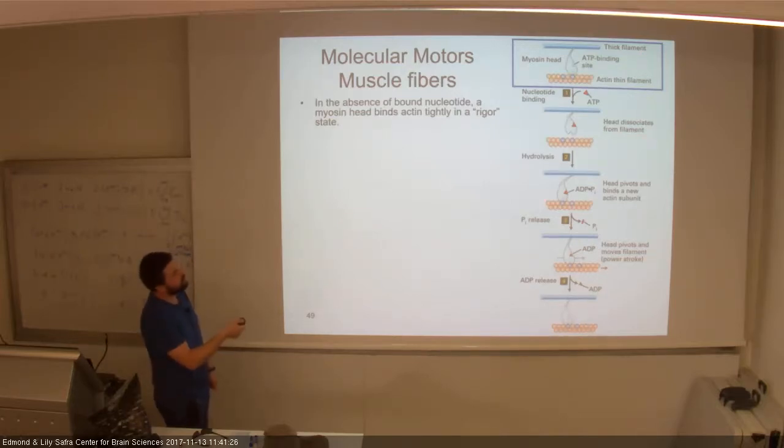The first step is binding of ATP. The second one is the hydrolysis of ATP. So the hydrolysis moves it from here to here. Then there's the release of the phosphate. This is the third step. And after the release of the phosphate, there is the movement. And after the movement, there is the release of the ADP. Yeah, it stays in the same place.